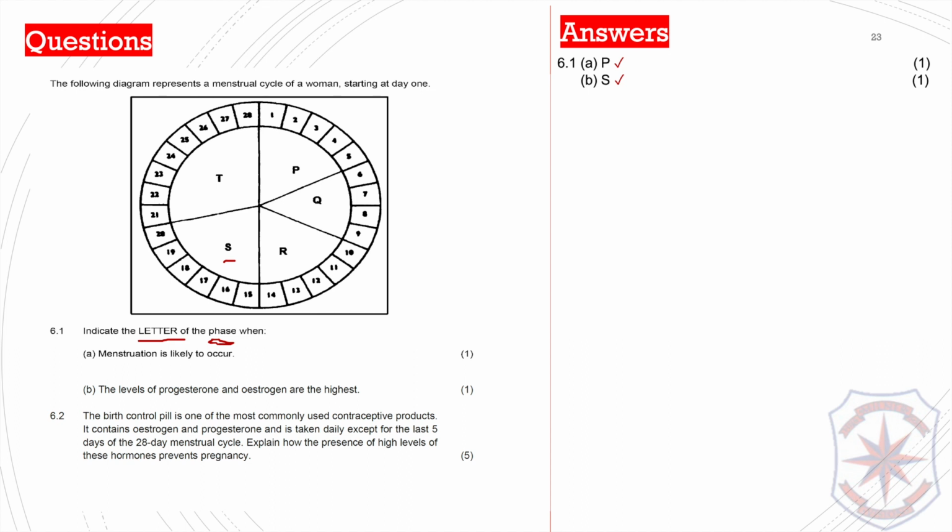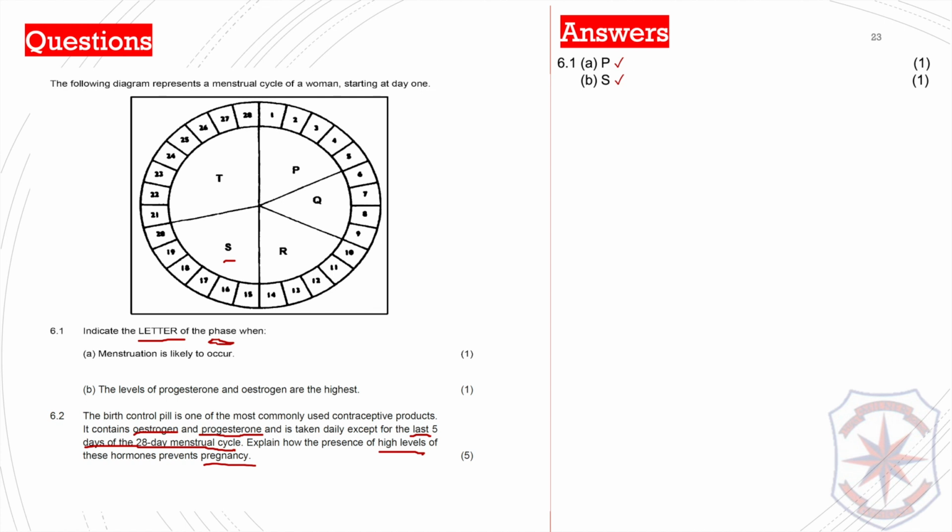The birth control pill is one of the most commonly used contraceptive products. It contains estrogen and progesterone. So it contains estrogen and it contains progesterone, and is taken daily except for the last 5 days of the 28-day menstrual cycle. Explain how the presence of high levels of these hormones prevents pregnancy.